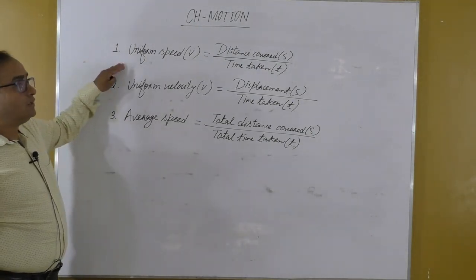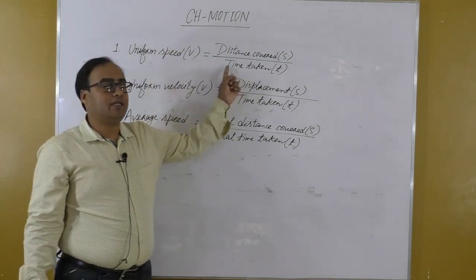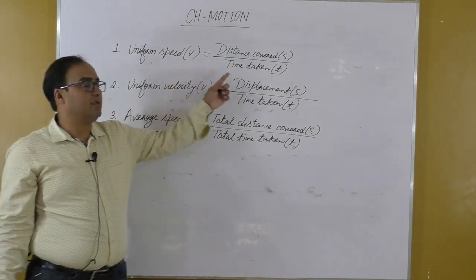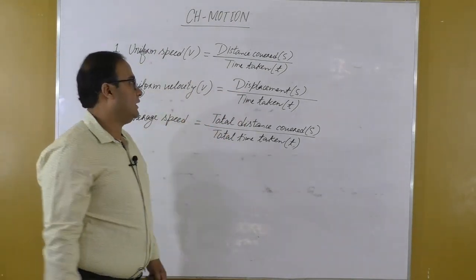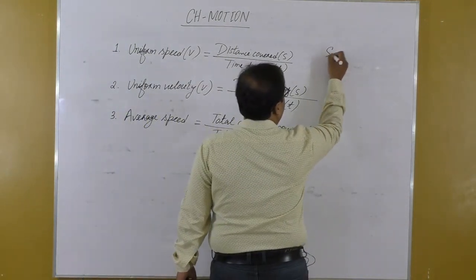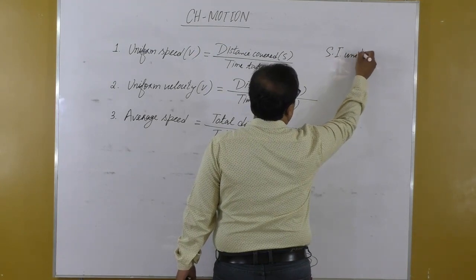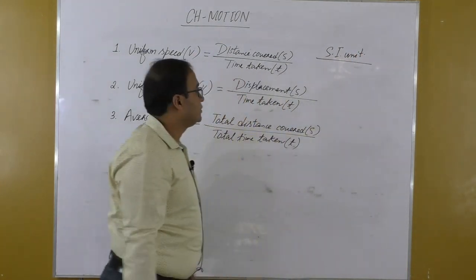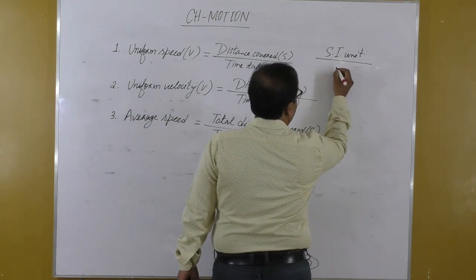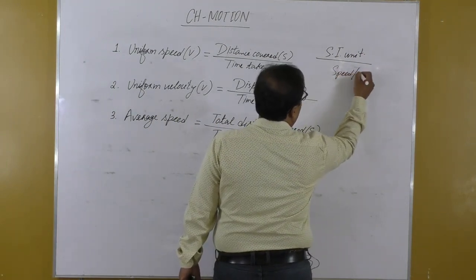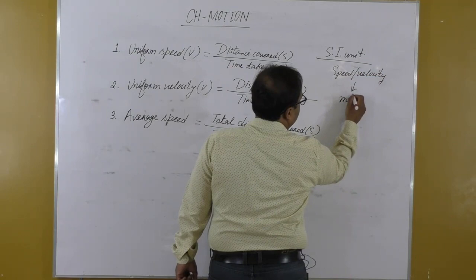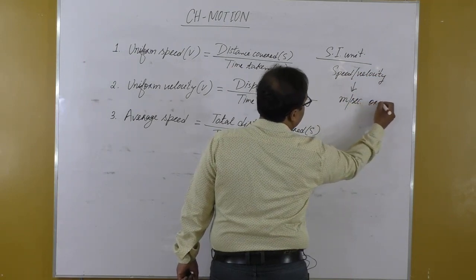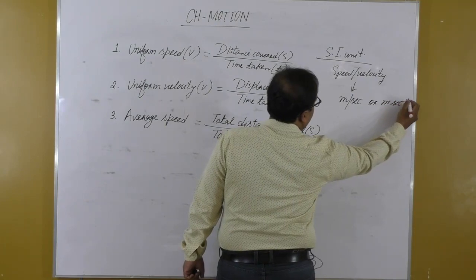So, first one, formula for uniform speed, distance covered by time taken. Second one, uniform velocity, displacement by time taken. Average speed, total distance covered by total time taken. But you should know, to solve numericals, you should know the SI units. If I ask you speed or velocity or average speed, the SI unit is meter per second. You can also write it like this, meter second to the power minus 1. Okay.